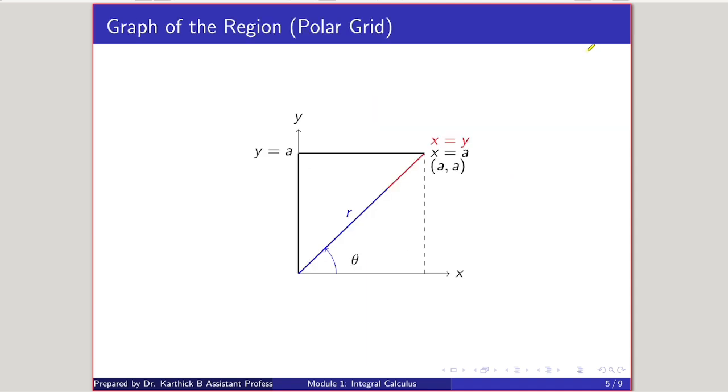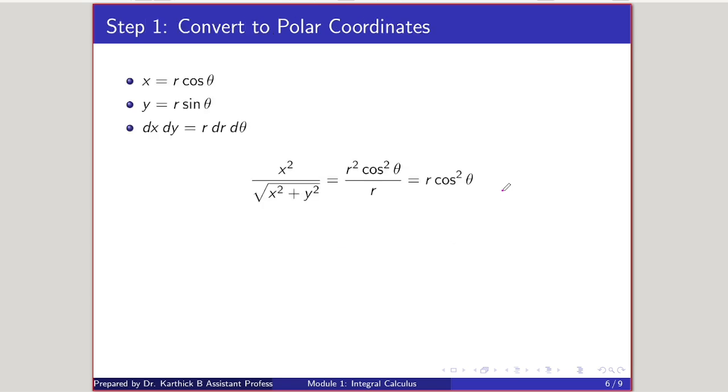Since I have given a clear version, here this will be y equal to 0, here it will be x equal to a, and this will be x equal to y. So this will be the common region. With this, we want to find the new limits. Of course, we want to convert the variables x and y into polar form. We know that x is r cos theta, y equal to r sin theta, and dx dy will be r dr d theta.